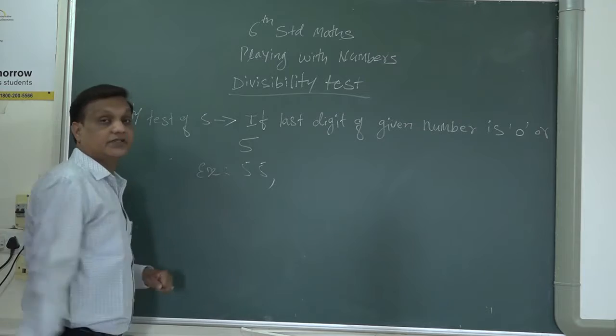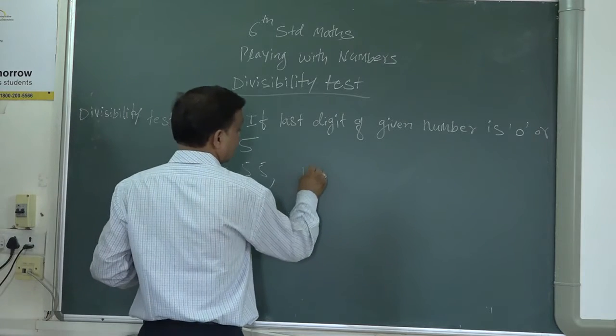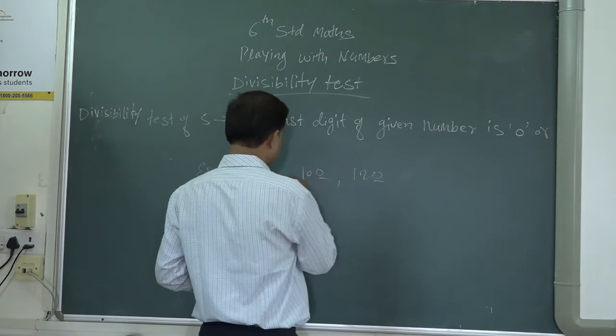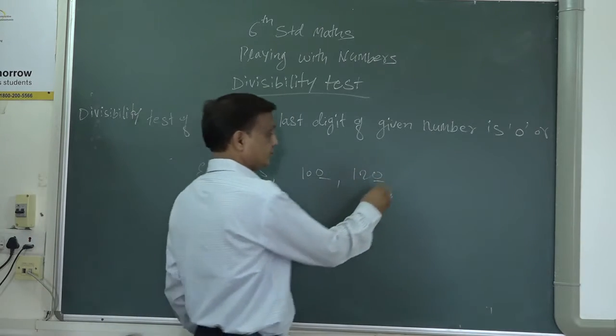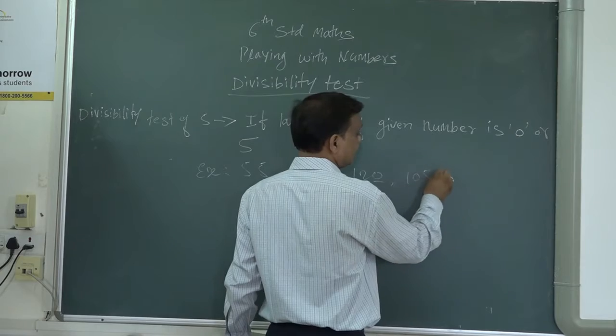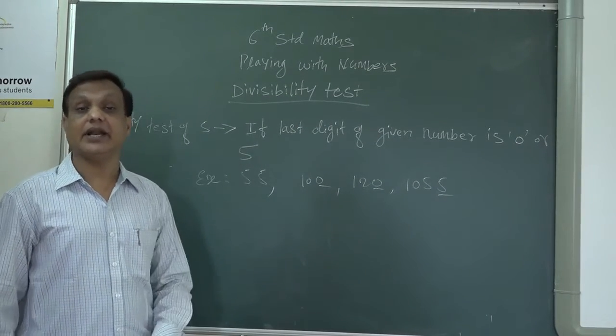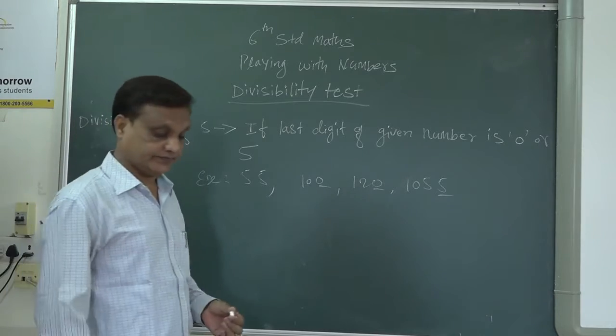55, last digit is 5. 100, last digit is 0. 120, last digit is 0. 1055, last digit is 5. So it means these numbers are divisible by 5.